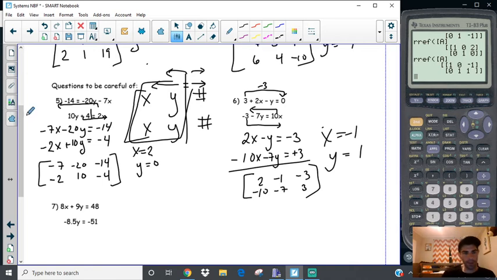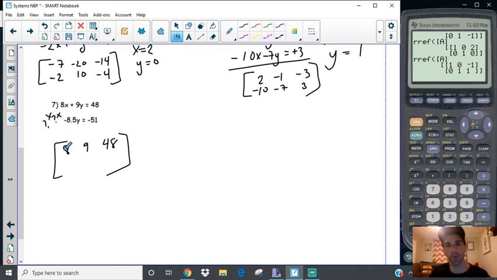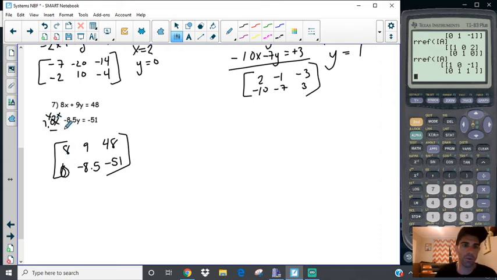And here we go, 7. Now if you look at 7, if I'm going to set up this matrix, 8's good, 9's good, 48's good, but wait a minute, where is the x? Well, there is none. So what number is none? 0. So watch out, sometimes they could try to trick you and say, okay, well, I'm not going to put that variable in there. If the variable is not there, it's 0. Okay, so that's why I'm going to have a 0 right there. He's the placeholder for the x.